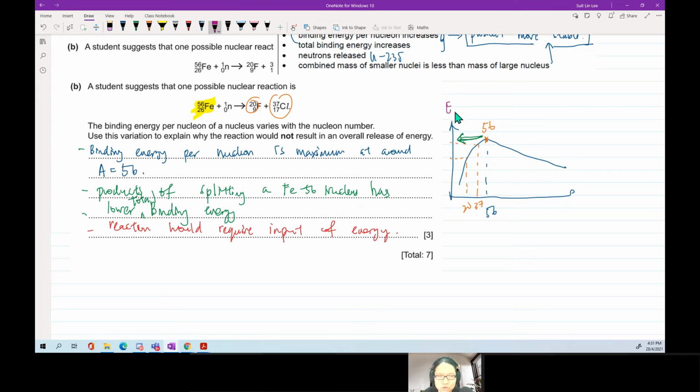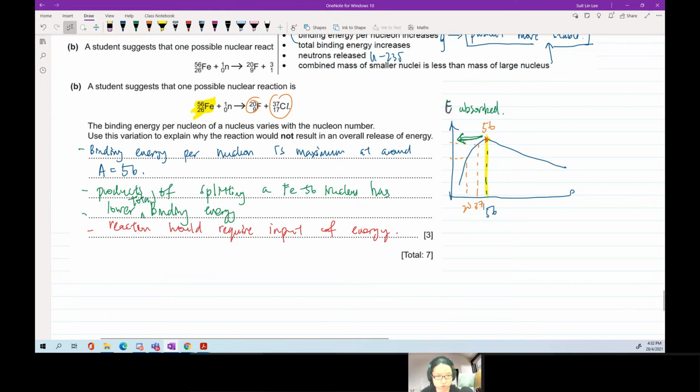Okay? Energy absorbed in this direction. So this is the golden band. You want to leave the golden band, you need to absorb energy. It's having a good time there, doesn't want to leave. All right. So this is the slightly different version of using E equals mc squared, where they talk about the binding energy. Okay. So binding energy tells us about the stability. Maximum at A equals 56. The product will have less binding energy. So less stable, the reaction will need input of energy to force it to happen.